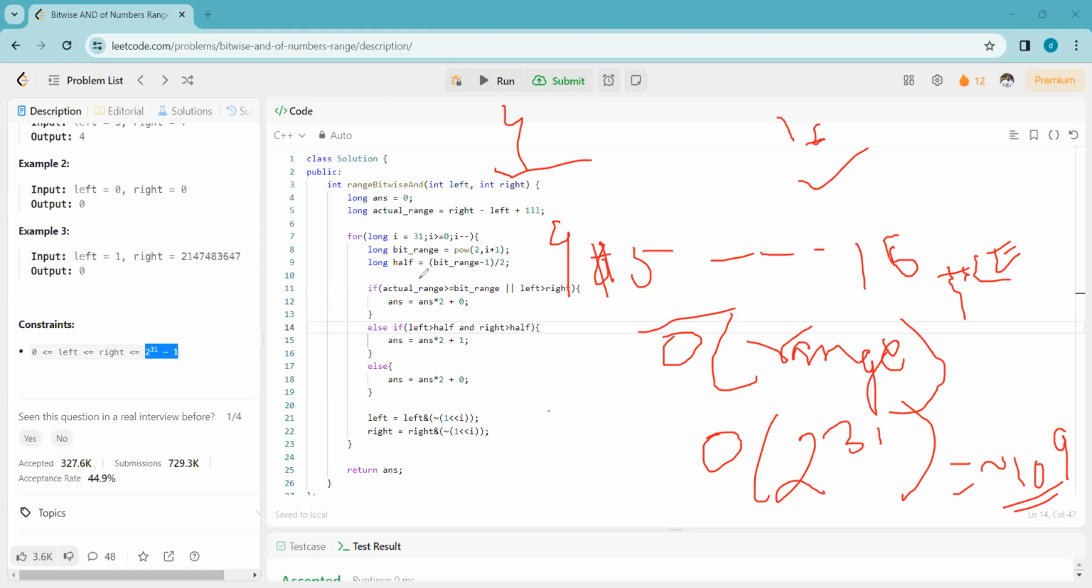I hope my solution is understandable and it is taking constant time.